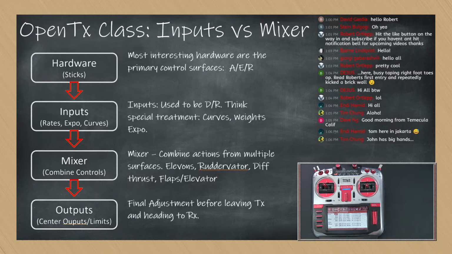So for me, when I think about inputs on OpenTx, I think about rates, expo, and curves, and any other special functions you want to define. Like, for example, using global variables, and you want to apply global variables to a particular field within a control, like a weight or an expo, you could do that with inputs as well. So any specialized treatment for a given control surface, I think about inputs.